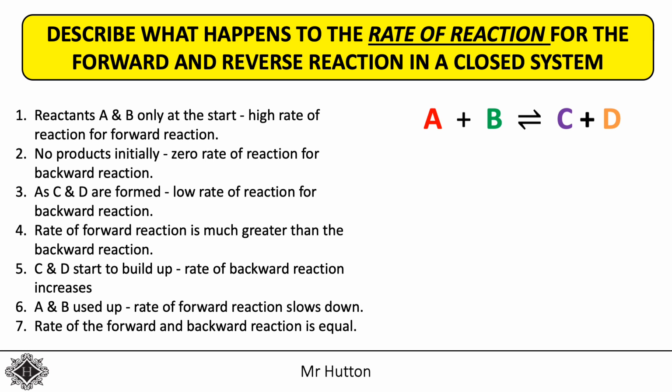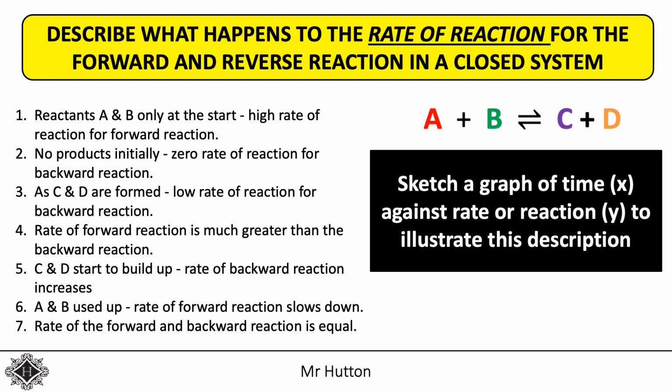So as A and B are getting used up, the rate of the forward reaction starts to slow down. And as C and D are getting used up, that starts to slow down. And eventually we reach a point where the rate of reaction for A and B is the same as the rate of reaction for C and D. And this is where we reach our equilibrium.